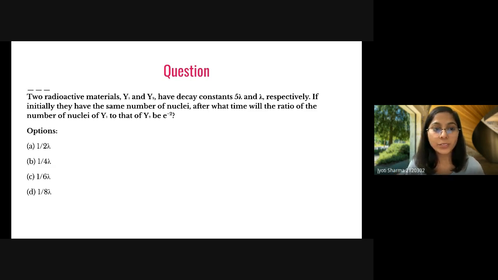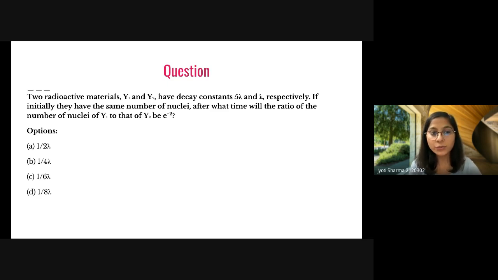Anyway, the next question is, if we have two radioactive materials, Y1 and Y2, that have the decay constants of 5 delta and delta respectively. I interchange alpha and delta, so right now I'm pronouncing it with delta. If initially they have the same number of nuclei, after what time will the ratio of the number of nuclei of Y1 to that of Y2 be e raised to power minus 2?